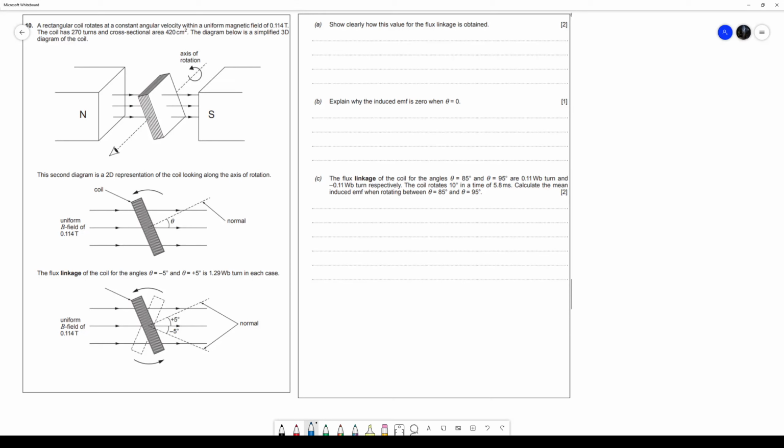This question is about electromagnetic induction, and again, it's a really popular topic for people to request revision-wise. So I thought I'd give this question a pop. So let's have a look at it.